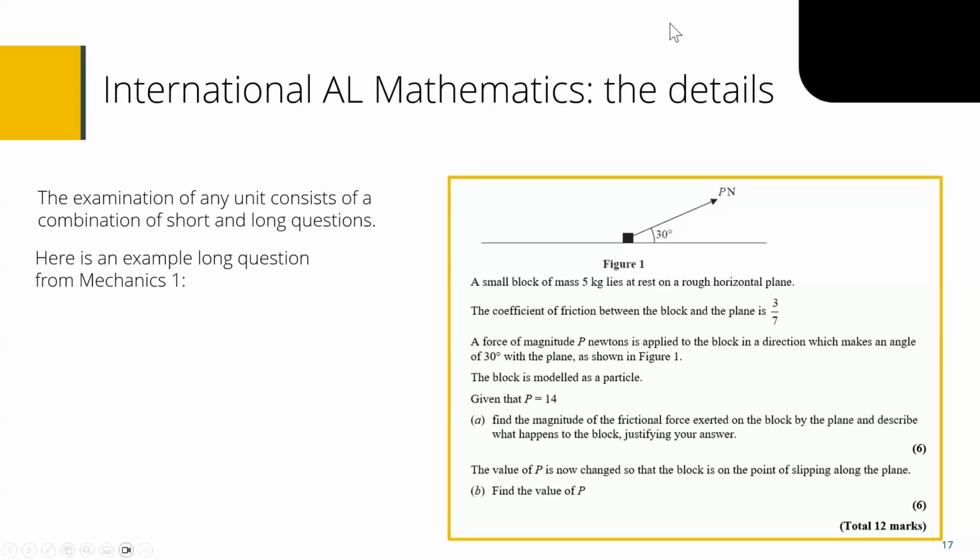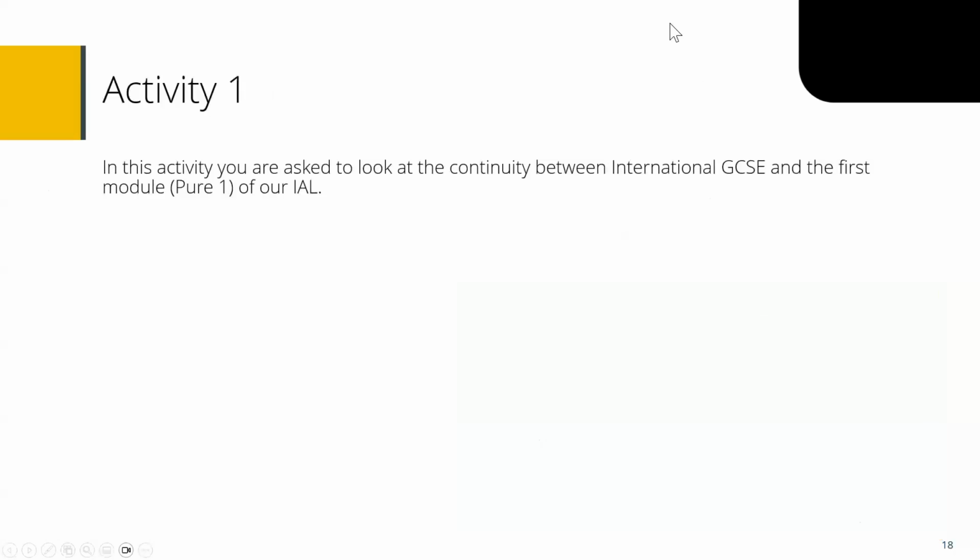For the first one, it's just to make you more aware of how the international GCSE and the first module of Pure 1 show where there's continuity and where there are surprises for the students. Someone who has gone through the international GCSE and then comes on to the international A-level, what kind of topics don't follow through and are brand new? It's just to make you aware of this.